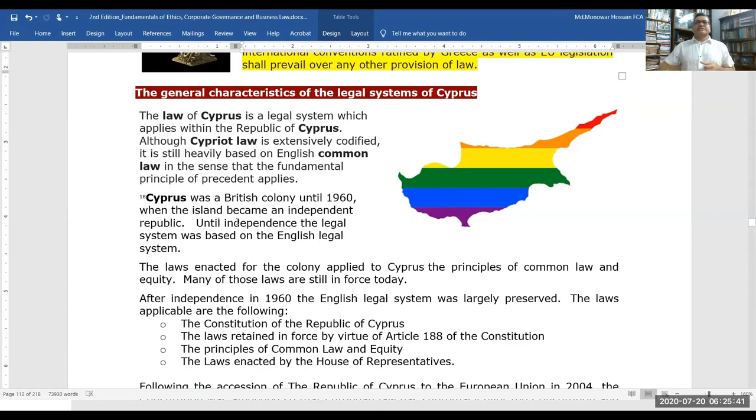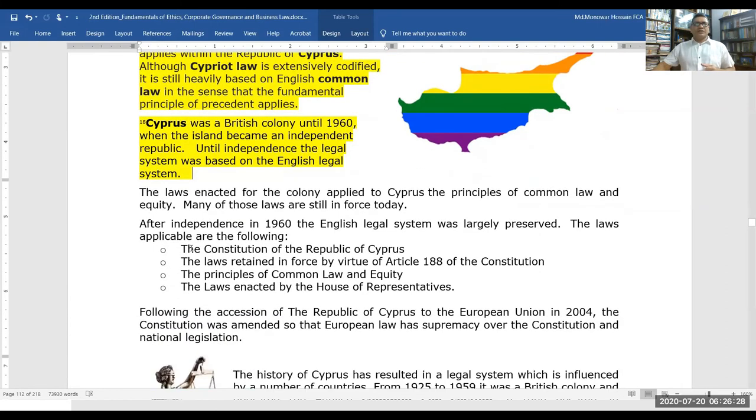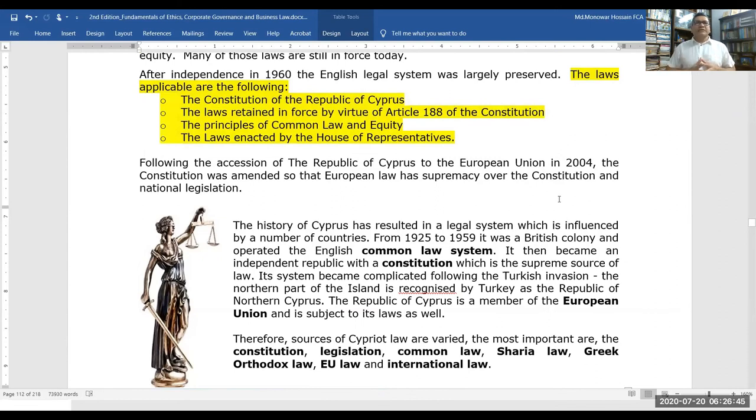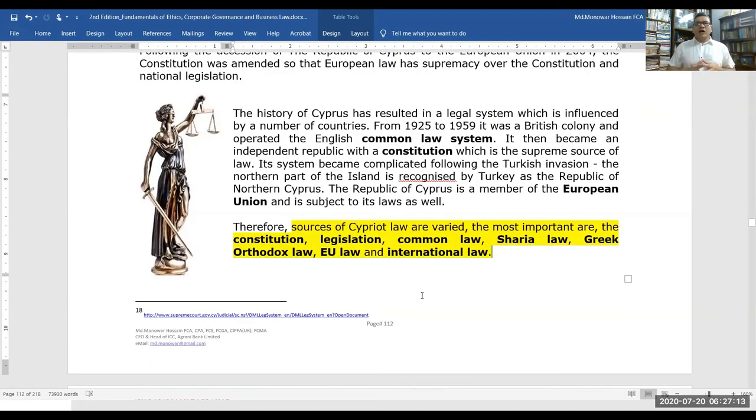The general characteristics of the legal system of Cyprus. The law of Cyprus is a legal system which applies within the Republic of Cyprus. Although Cypriot law is extensively codified, it is still heavily based on English common law, in the sense that the fundamental principle of precedent applies. Cyprus was a British colony until 1960. The laws applied are the following: the Constitution of the Republic of Cyprus, the laws in force by virtue of Article 188 of the Constitution, the principles of common law and equity, and the laws enacted by the House of Representatives.